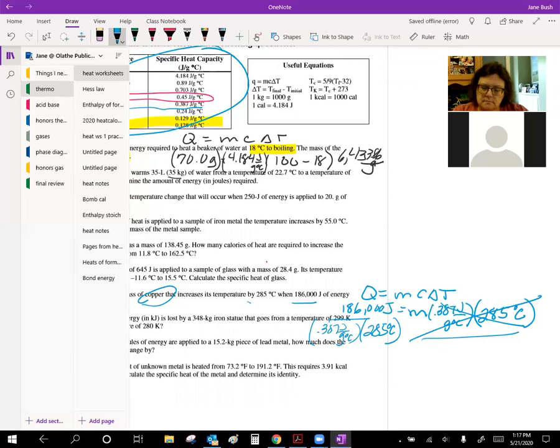186 divided by 0.387 divided by 285. So the mass of the copper, if I did my math right, is 1686 grams. Yeah. Okay. That help? I'm good now. Yeah. You want another one? No, I'm good. Okay. All right.